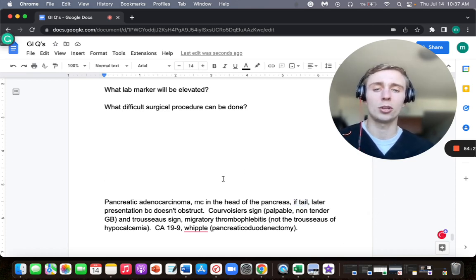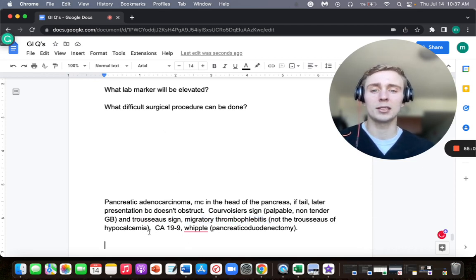And the classic signs we should know, those 2 classic physical exam signs are the Courvoisier's sign, which is a palpable non-tender gallbladder. So again, palpable non-tender gallbladder. And also the Trousseau's sign, which is migratory thrombophlebitis. And remember, this is not the Trousseau's of hypocalcemia, which we see when we inflate the blood pressure cuff, we see the twitching of the hand. So that's Trousseau's sign of hypocalcemia. But this Trousseau's sign in pancreatic adenocarcinoma is going to be migratory thrombophlebitis.